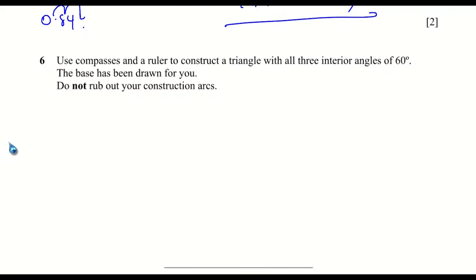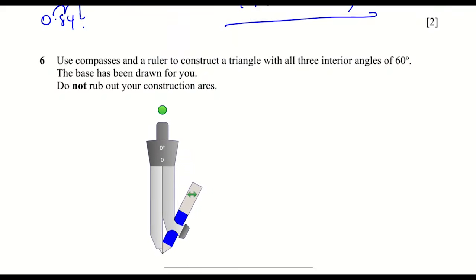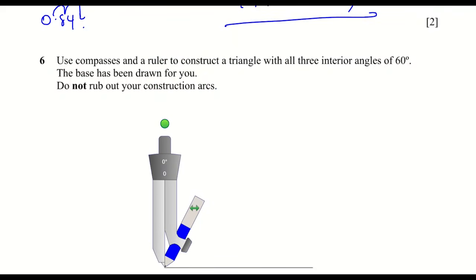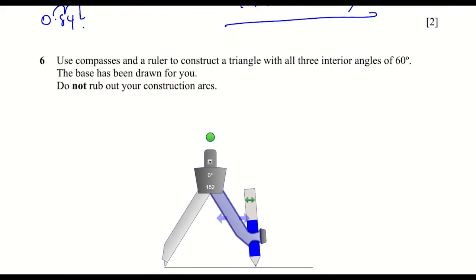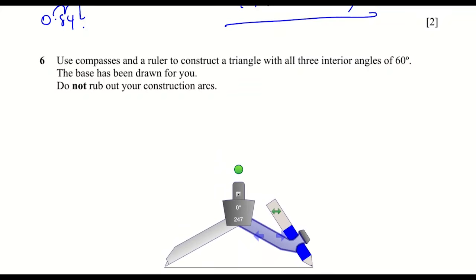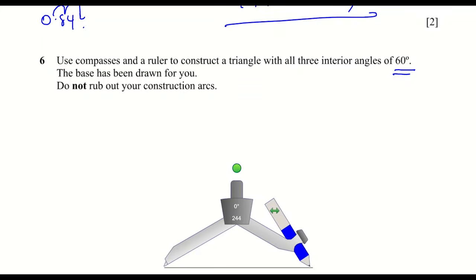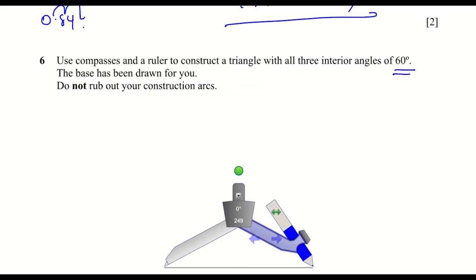Okay, so here what you need to do, you need to get a pair of compasses. So let's put it here. Okay, so we can take the length. We don't necessarily need to construct the angle 60 degrees. That will be for IGCSE. So here what we need to do is to put the center of the compasses here. Then let's take the length of this line. Okay, I think we are good here.